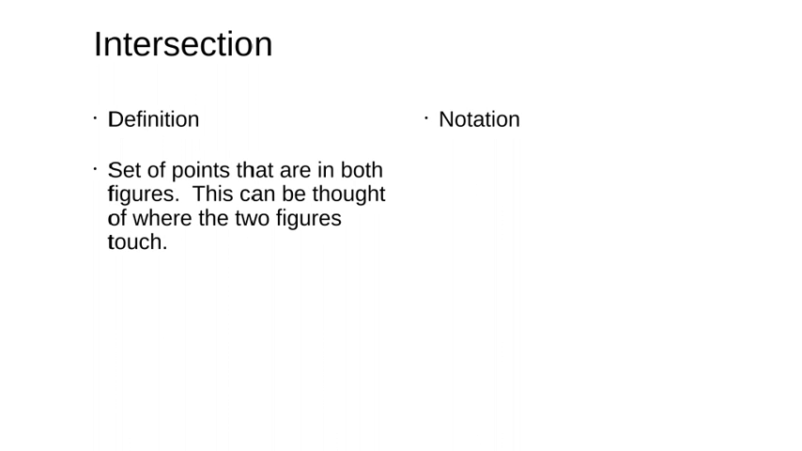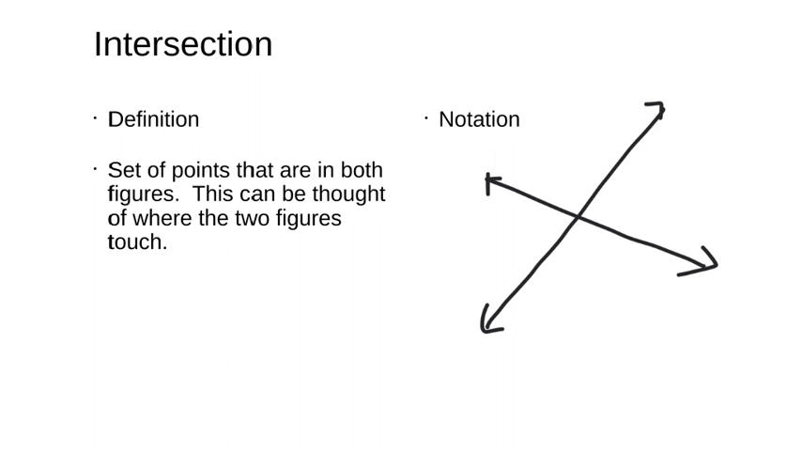Alright, intersection is the set of all points that are in both figures. This can be thought of as where the two figures touch. So like the intersection on the road. That's where two roads meet. You did intersection last year in Algebra 1 probably, where in a system of linear equations, where the two lines were touching was the answer. That's the intersection. Anything that's touching.